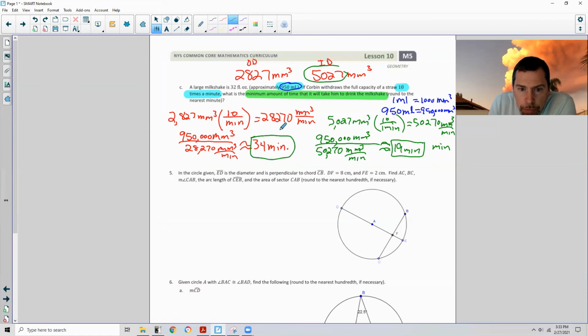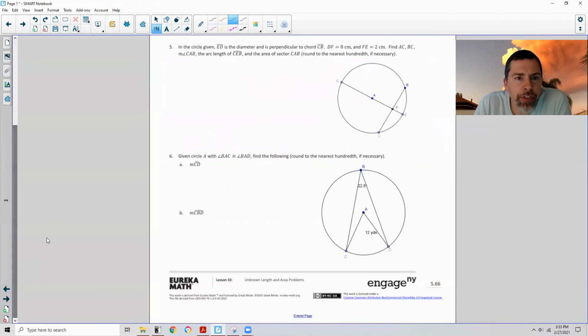Okay, 34 minutes if you're thinking the smaller straw, 19 minutes if you are thinking the bigger straw. So it'll take them approximately 19 minutes to drink the milkshake at 10 straws full a minute, or 34 minutes with the other straw. All right, number 5.